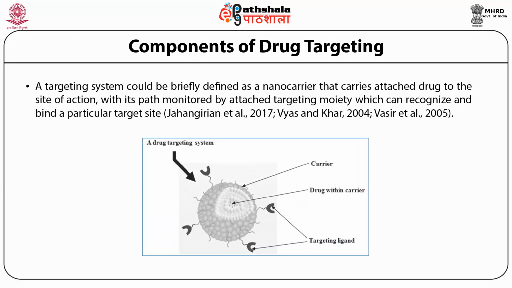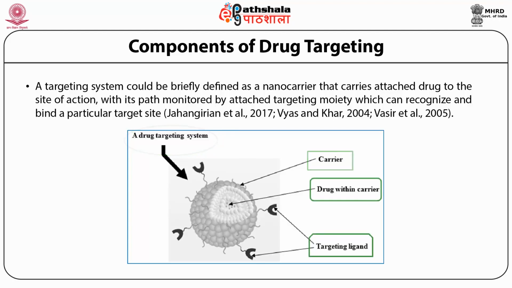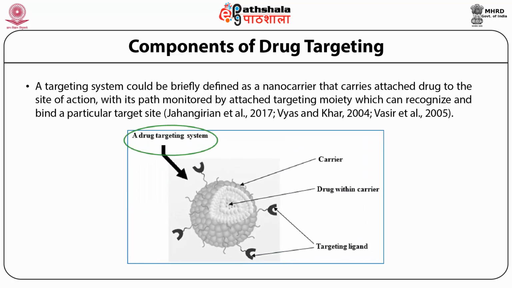So a targeting system would be briefly defined as a nanocarrier that carries the attached or loaded drug to the site of action, with its path being monitored by the attached targeting moiety, which can recognize and bind a particular target. As you can see in the left hand side figure, there is a picture showing a nanoparticle. The targeting molecule is attached to the nanoparticle as well as the drug. So the targeting molecule will direct the drug to the targeted site.